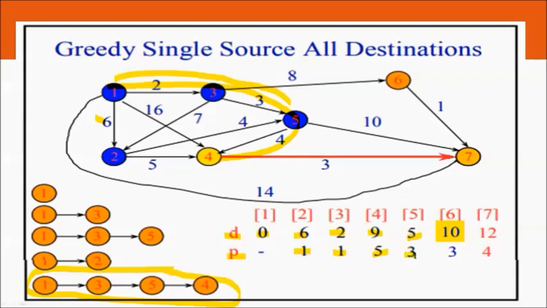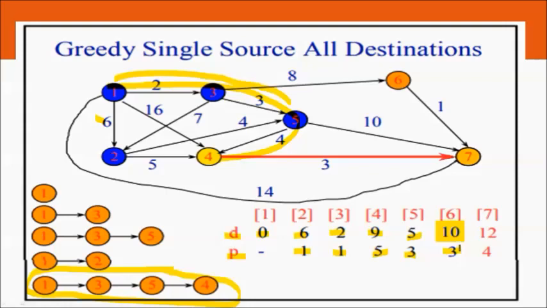Vertex 3. So 3 is our predecessor here. Next, vertex 6. Okay? So for vertex 6, what is our distance? We have 10. So 1 to 3 is 2 and 3 to 6 is 8. So we will have 10. And our previous vertex is 3. So this is our predecessor.